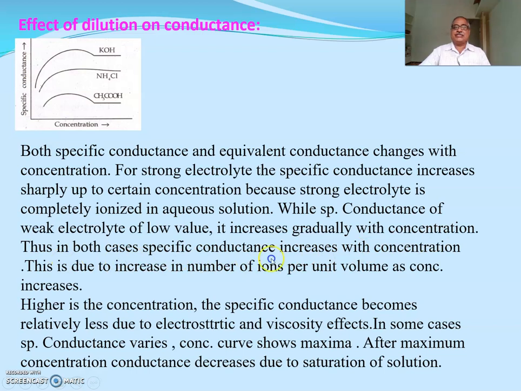In both cases, weak electrolyte as well as strong electrolyte, the specific conductance increases with concentration. In the case of a weak electrolyte the increase is small, while in the case of a strong electrolyte it is sharp. This is due to the increase in the number of ions per unit volume as concentration increases. At higher concentration the specific conductance becomes relatively less due to electrostatic and viscosity effects.